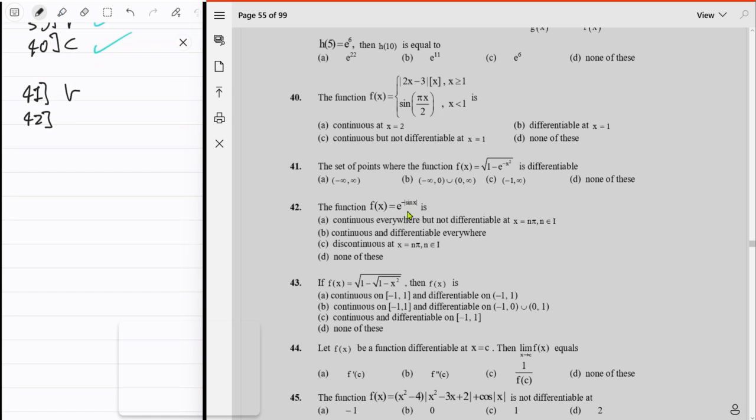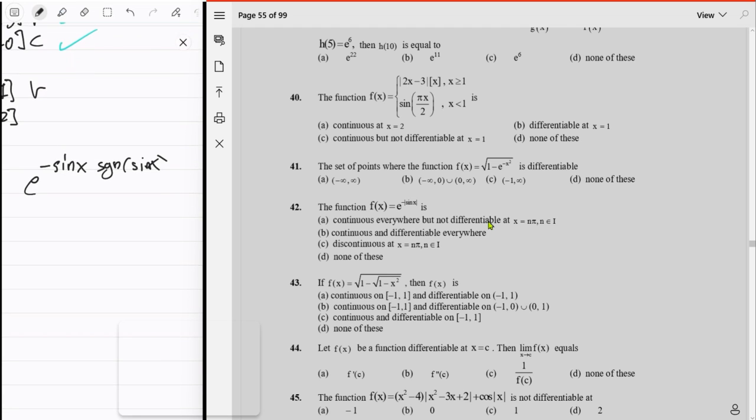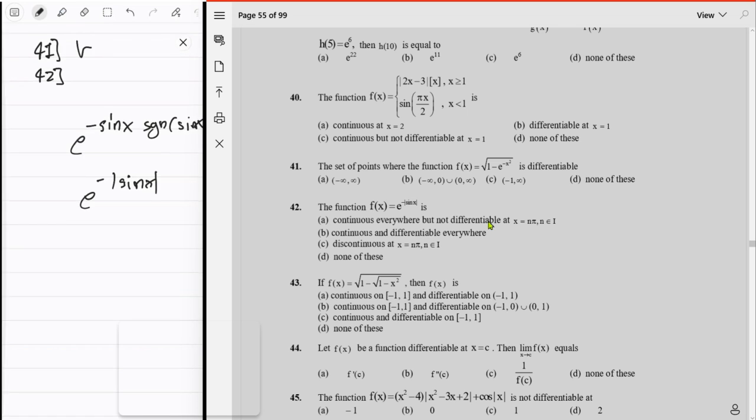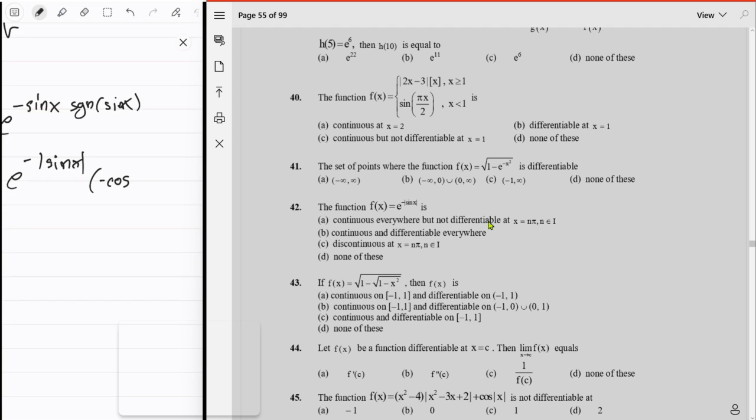This function is e power negative mod of sin x. It's continuous everywhere, but not differentiable, whatever. So, okay, mod of sin x, that's a problematic thing. So it contains signum of sin x and, not nice, but whatever. So this thing is like e power negative sin x times signum of sin x, right? So the differentiation of this thing is e power negative mod of sin x, of course. The derivative of this thing, which is negative cosine of x, and that times signum of sine of x.